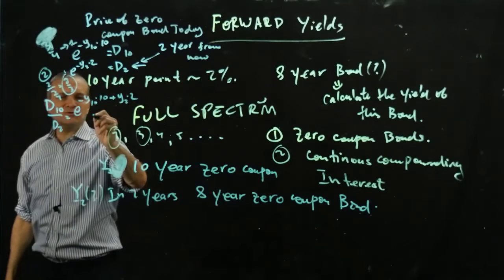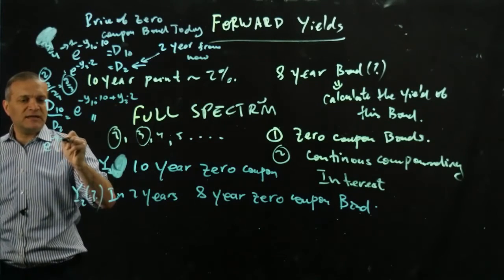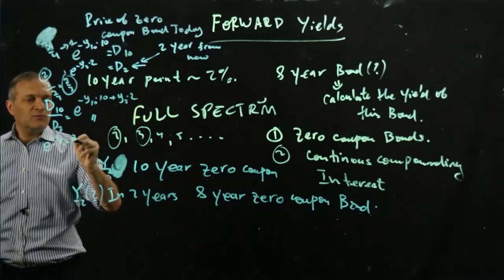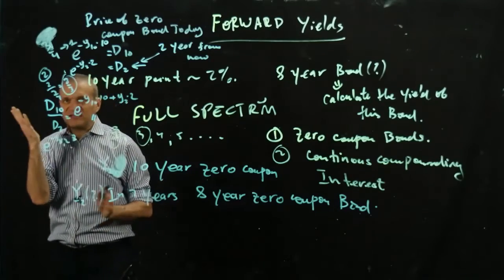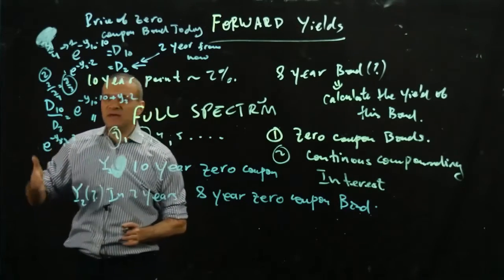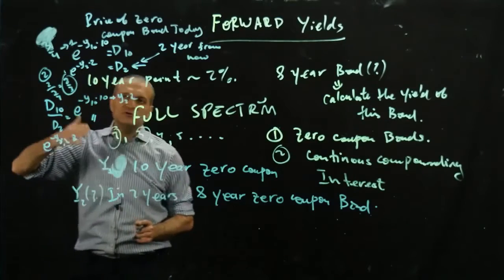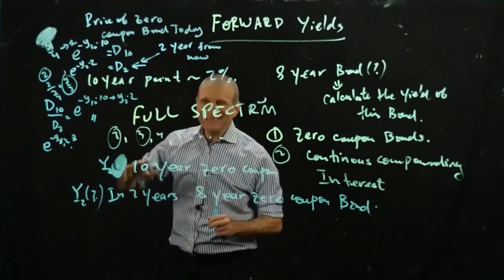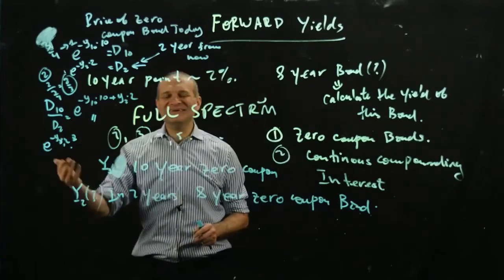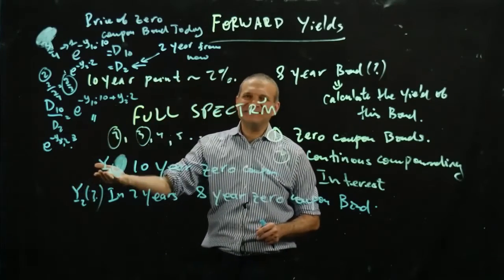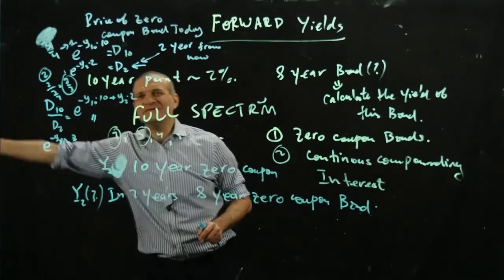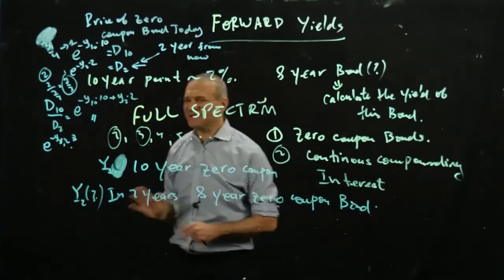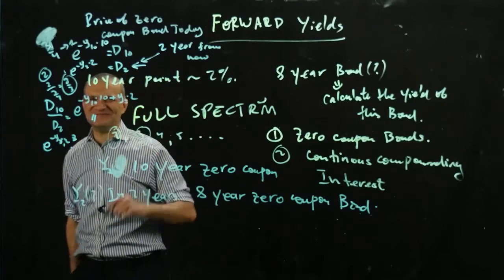Now, this equals e to the minus y(8,2) times 8. What is y(8,2)? It's basically the yield of an 8-year zero coupon bond 2 years from now.